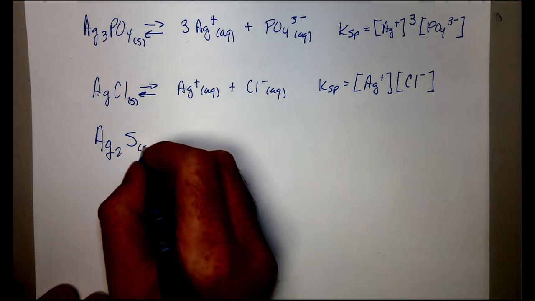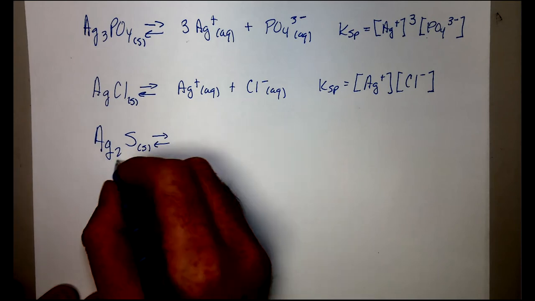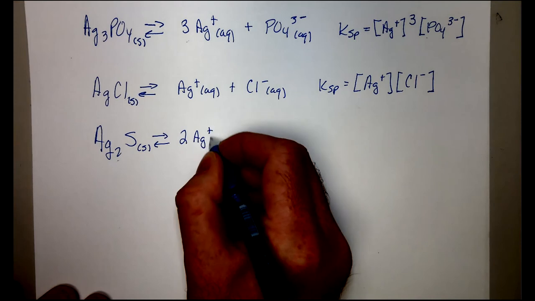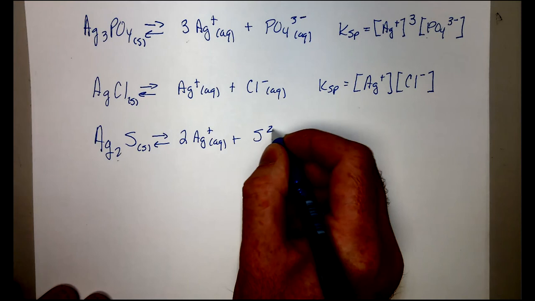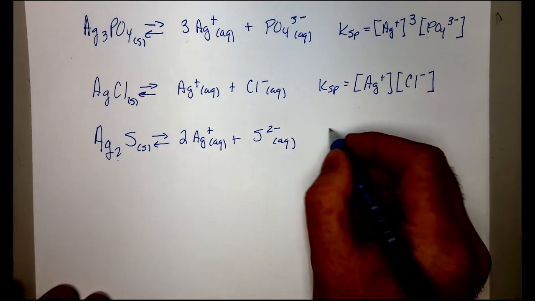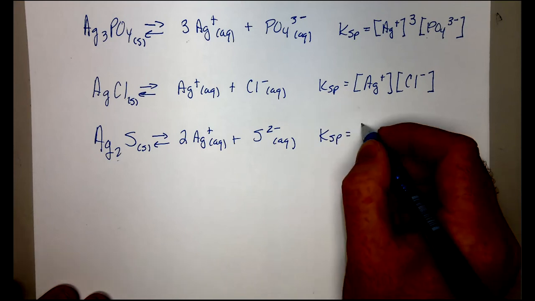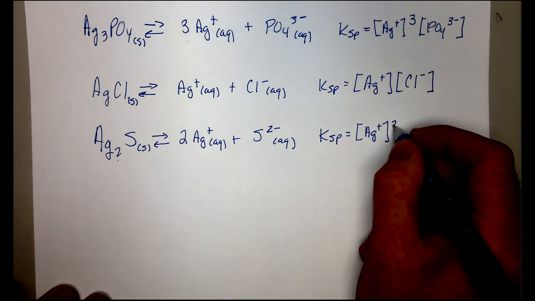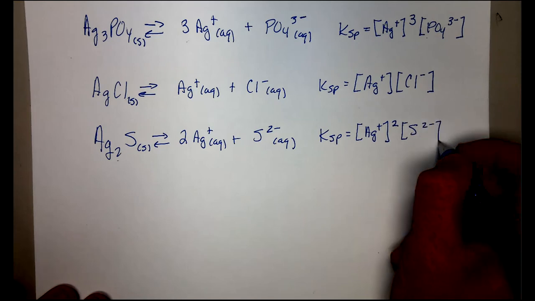If we do it for silver sulfide, last but not least, there's a 2 there, so it's going to be 2 silver ions aqueous plus 1 sulfide ion aqueous. And so Ksp equals concentration of silver ion squared times concentration of sulfide ion.